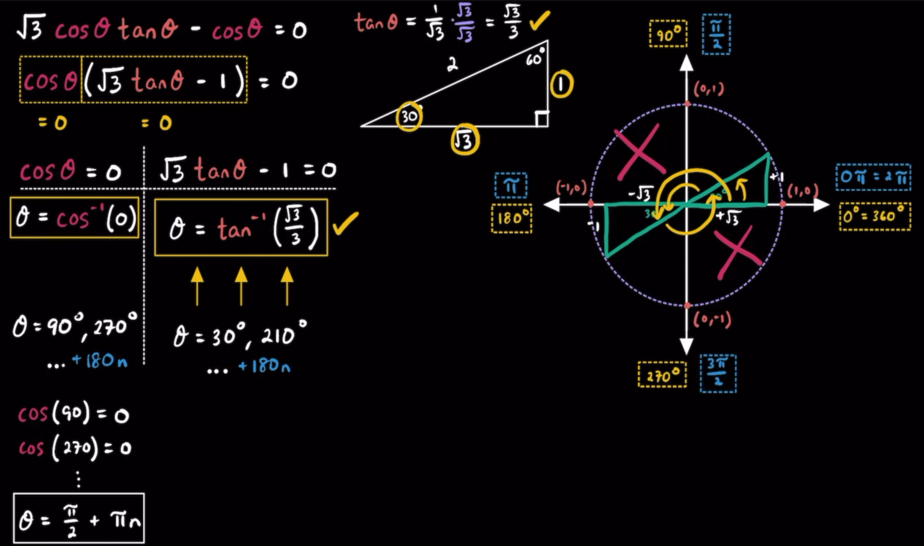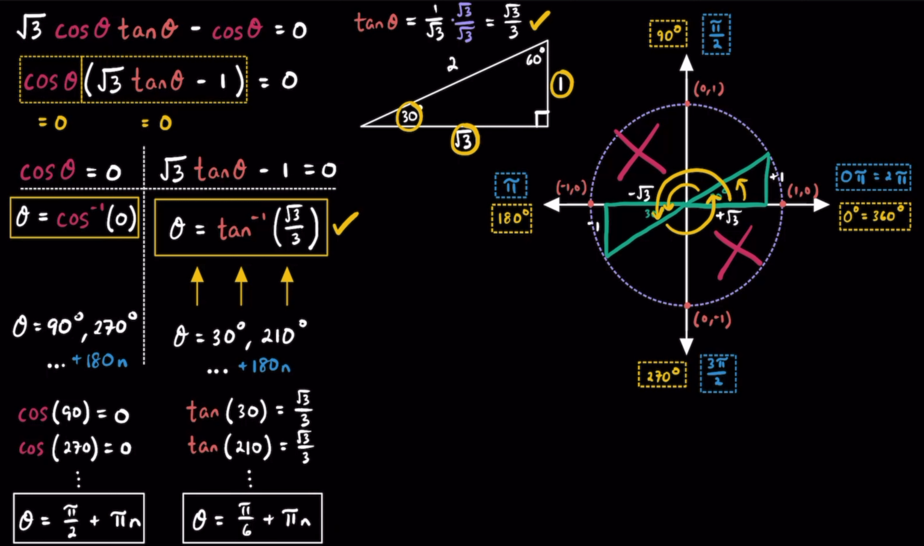So just like earlier, if you want to test this on a calculator just to make sure, you'll find that tangent of 30 is equal to root 3 over 3, and tangent of 210 is also equal to root 3 over 3. And these are 180 degrees apart, and we can generalize this for all angles that are 180 degrees more than these as well. And written in radians, we can say that theta is equal to pi over 6 plus pi m.